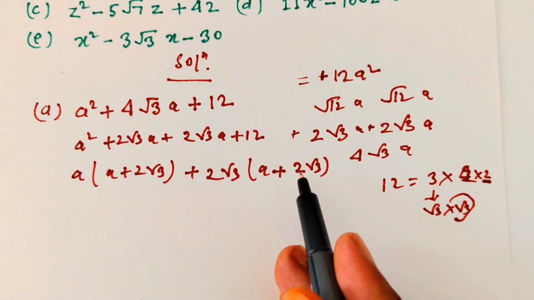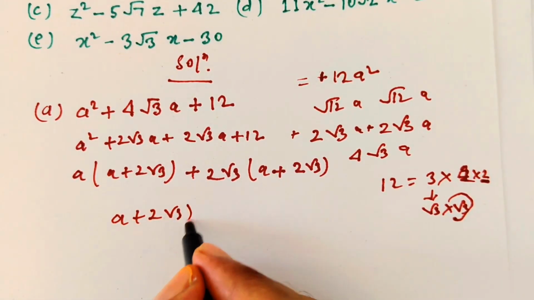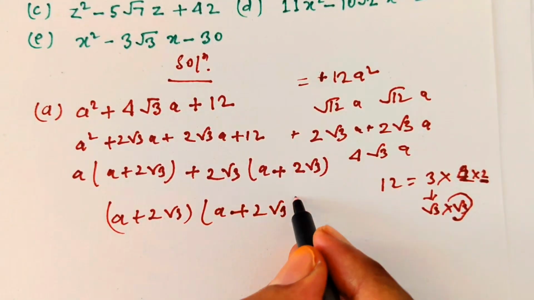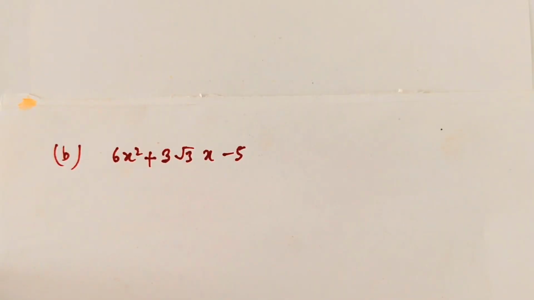Now we have the same common again, so you can write a plus 2 root under 3 into a plus 2 root under 3. This is our final answer. Let's see how to solve the next question. Let's break question number b.